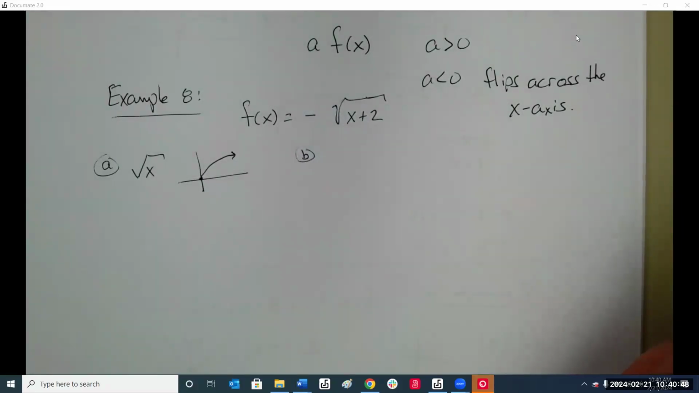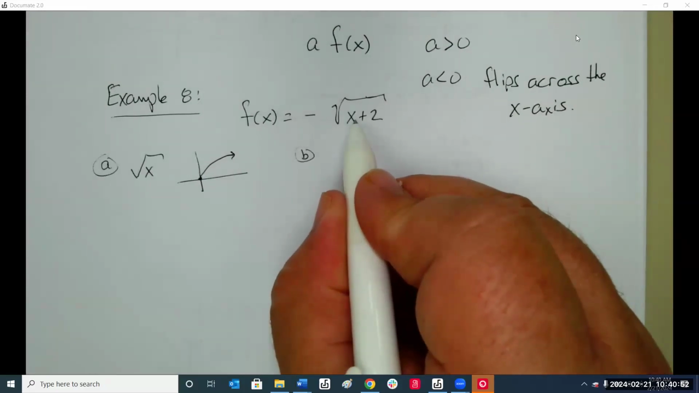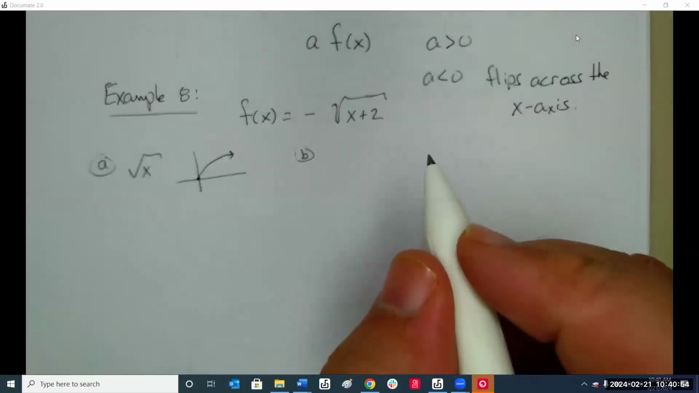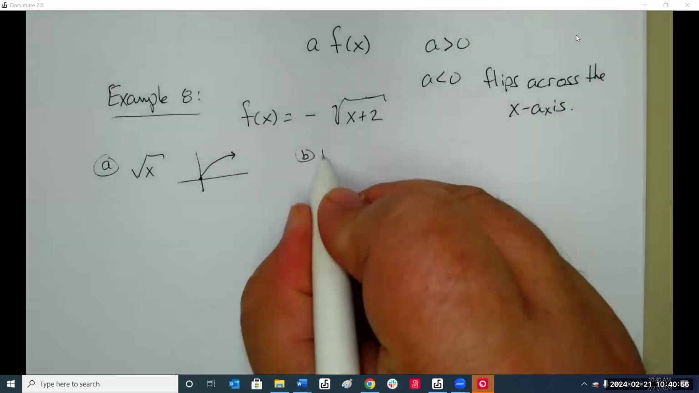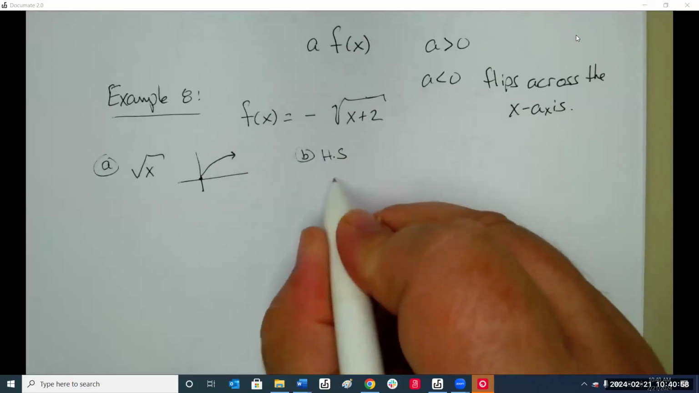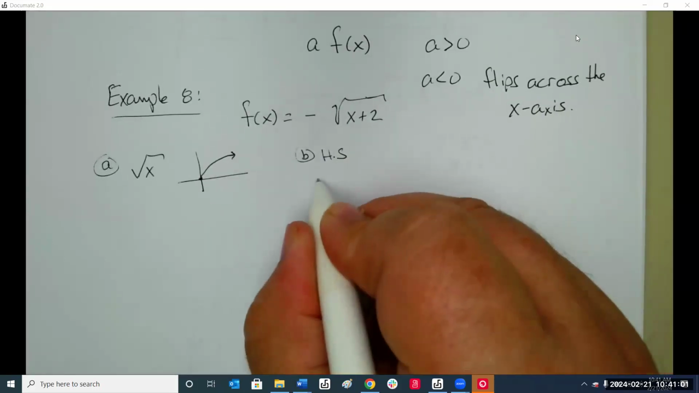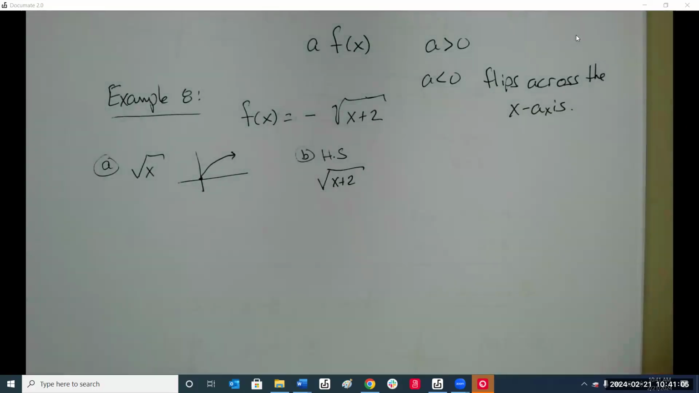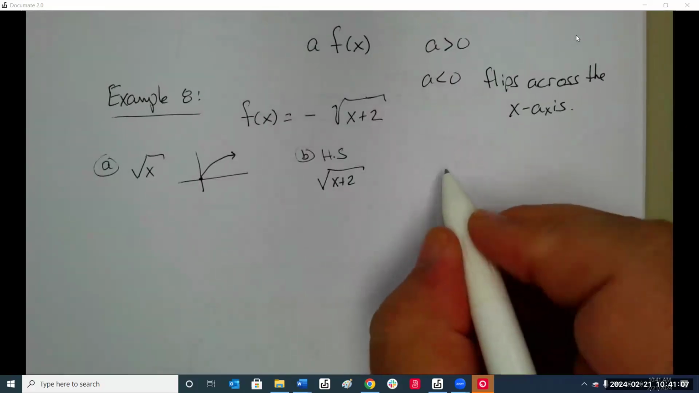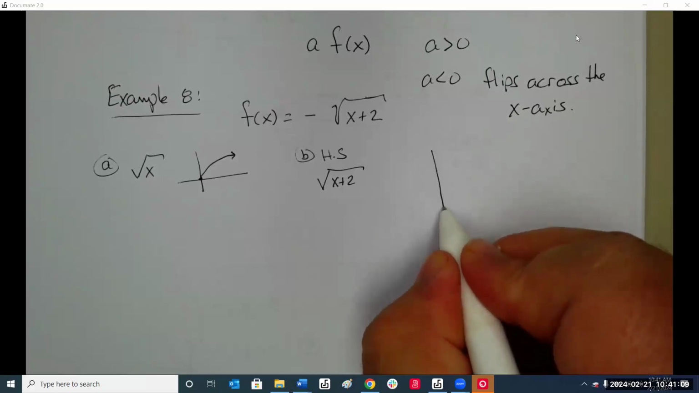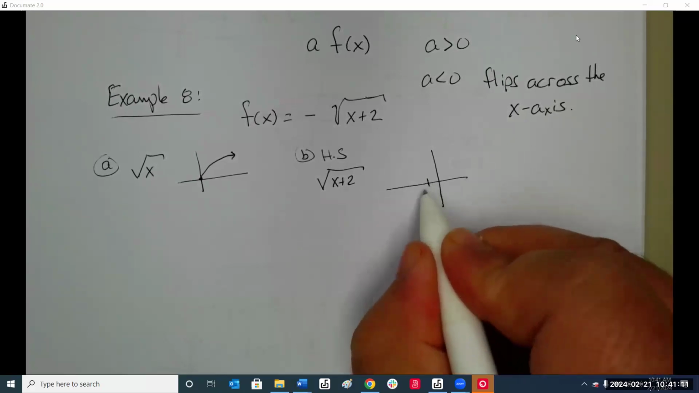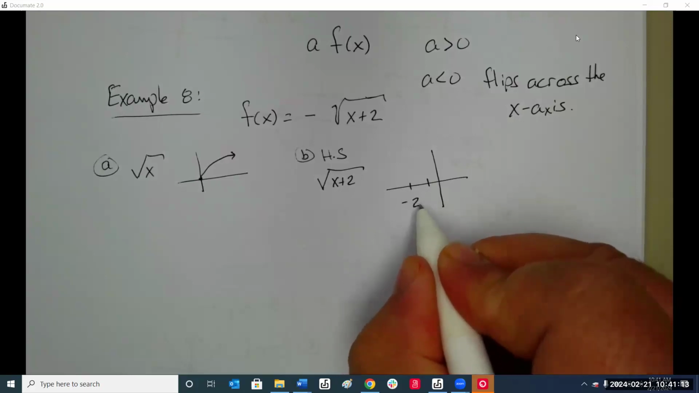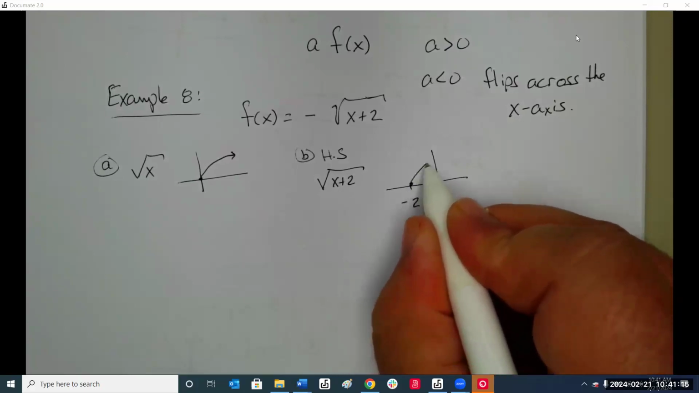Is there a horizontal reflection? Or does x change signs? No. So is there a horizontal shift? Yes. Which direction does it shift? And how many spaces? To the left, 2 spaces. The graph looks the same.